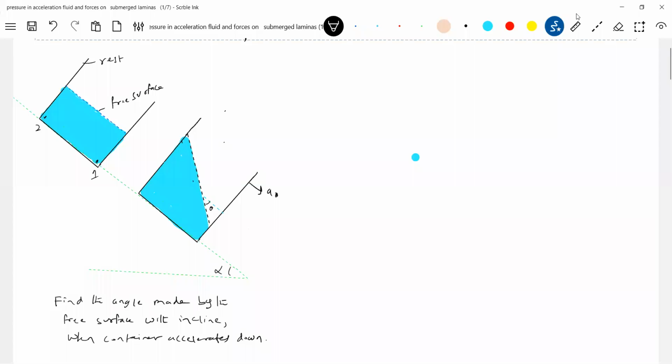Let's get into this one. So let's take a small elemental volume of liquid. What are the forces on it? mg sin alpha, mg cos alpha, then m a naught. Then the tangential force on the free surface must be equal to zero. The net force along the free surface must be zero.